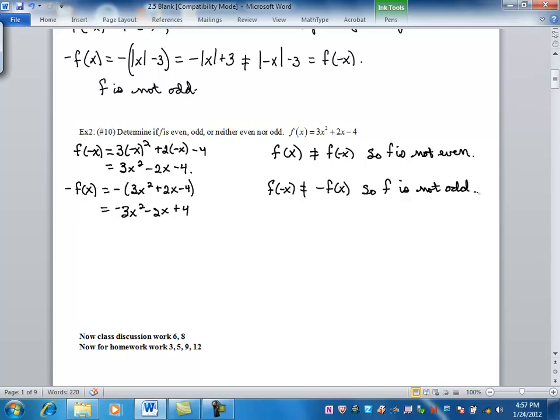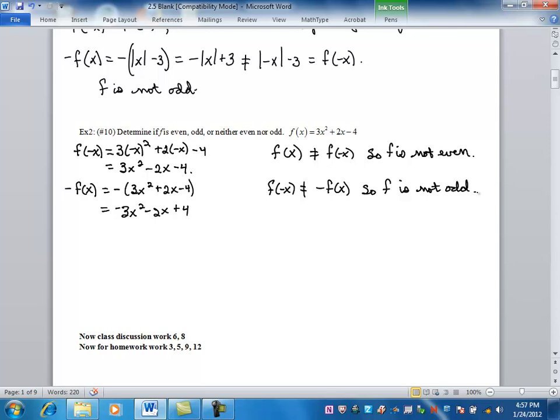You know, I've had students in the past, they say, well, what do I do? The function's not even and it's not odd. How do I show that it's not either one? Well, if it's not even and it's not odd, then you're done, folks. F is neither even nor odd.